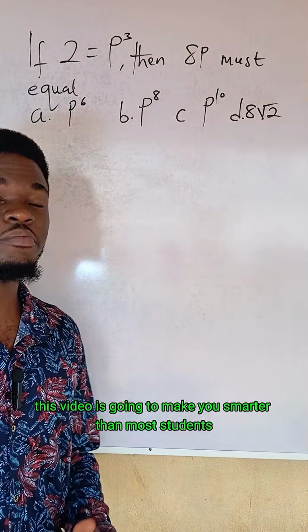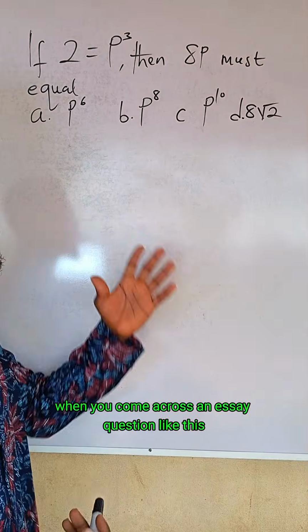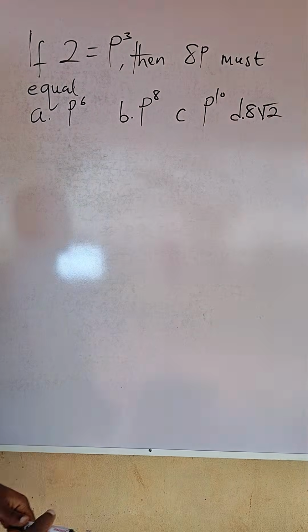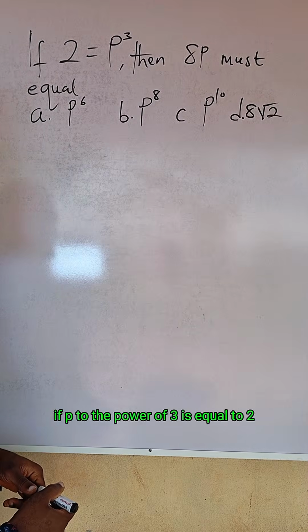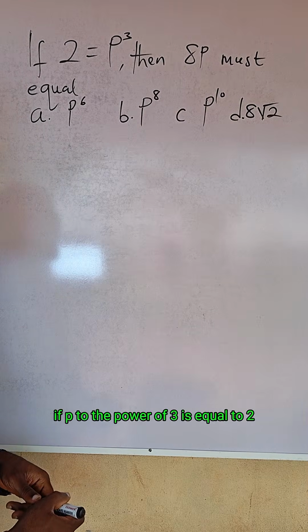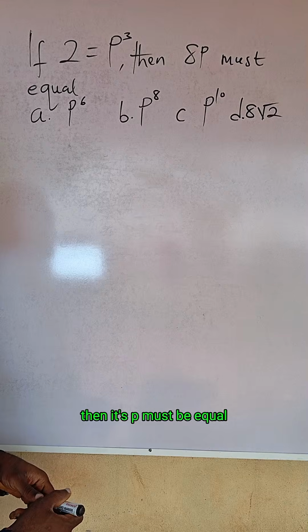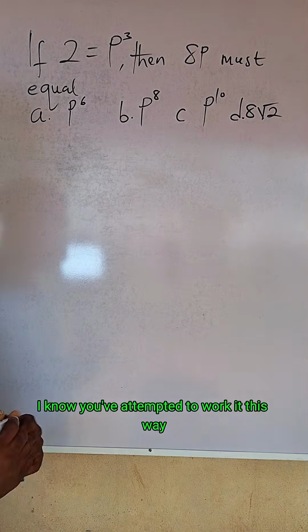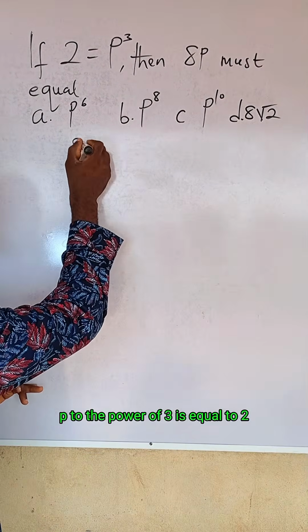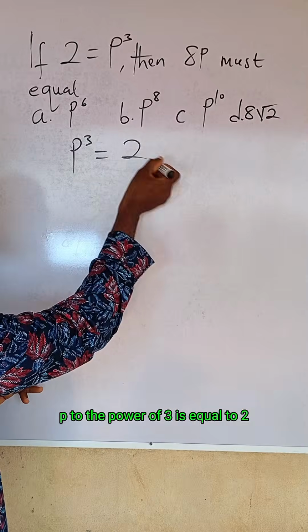This video is going to make you smarter than most students when you come across an SAT question like this. If p to the power of 3 is equal to 2, then 8p must be equal to what? I know you'll be tempted to work it this way. p to the power of 3 is equal to 2.